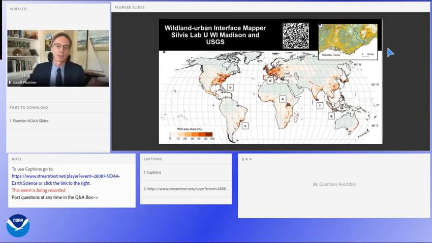This has very interesting implications for being able to look at potential impacts of wildland fire or fire at the wildland urban interface around the world.